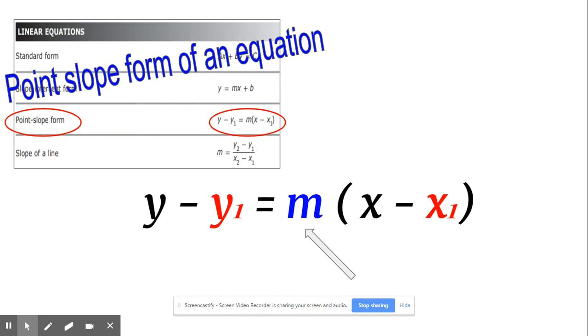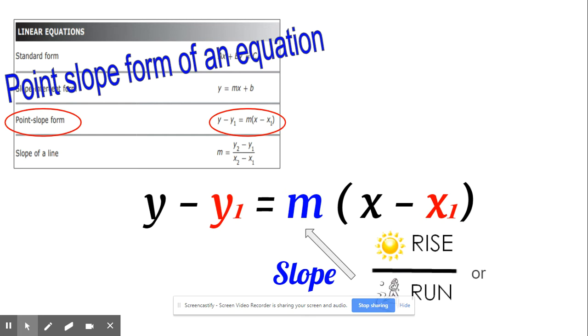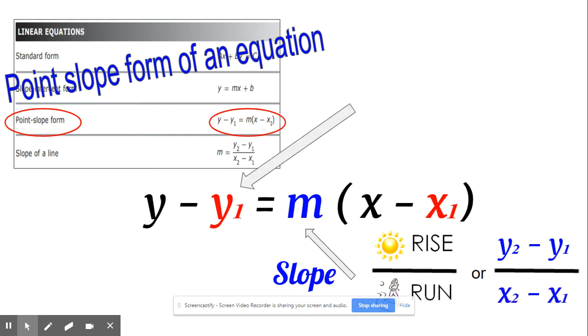We already know what the m is. The m is our slope. That stays consistent all the way through linear equations. The m is the slope. It's how something changes from point to point, your rise over your run, or y2 minus y1 over x2 minus x1. Sometimes the slope is just given to you, and sometimes we're going to have to find the slope.